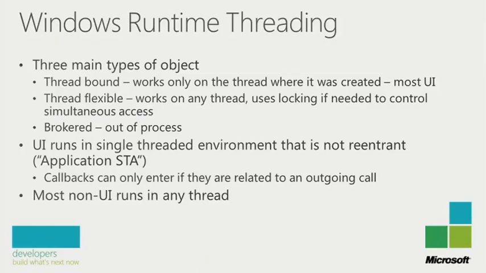Here's some information about threading. Objects can be thread bound, like UI objects. They can be thread flexible, meaning they don't really have affinity to a thread, but then they need some locking around them for simultaneous access. And we also have brokered objects, which live out of process. In fact, when we interact with the shell in Win8, there are some of those out-of-process object communications going on as well to talk to your app and all that kind of stuff.